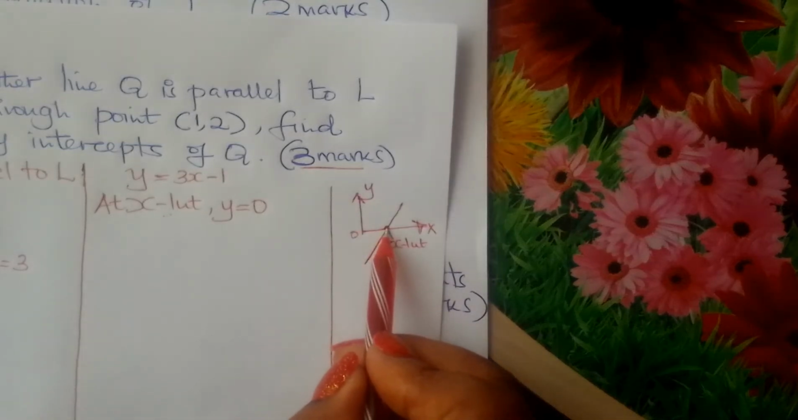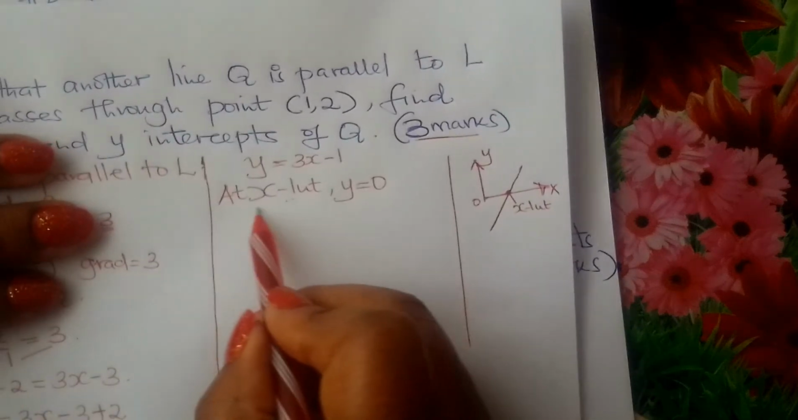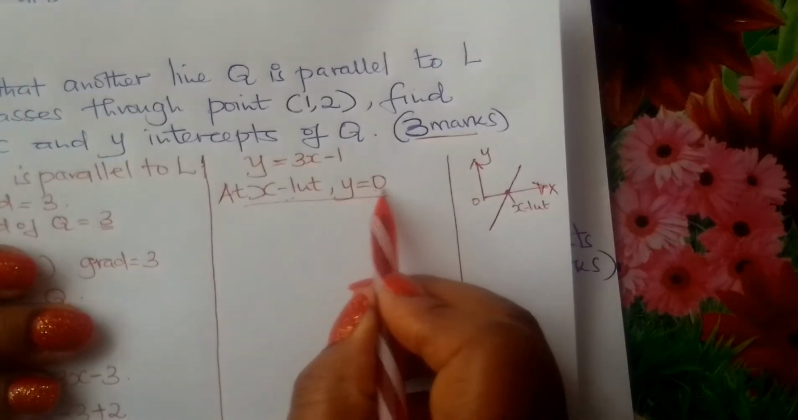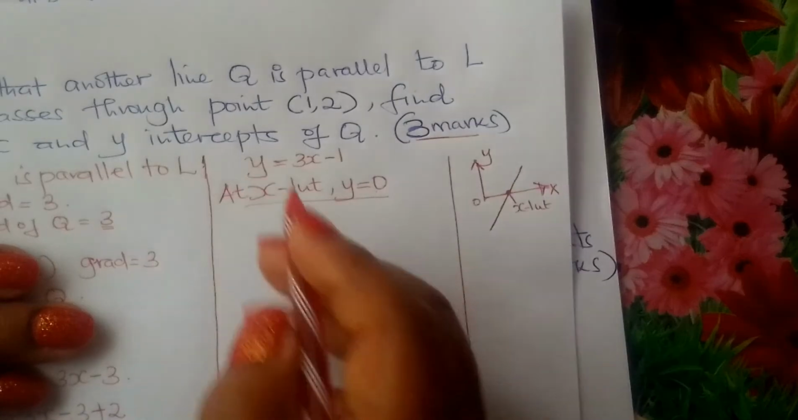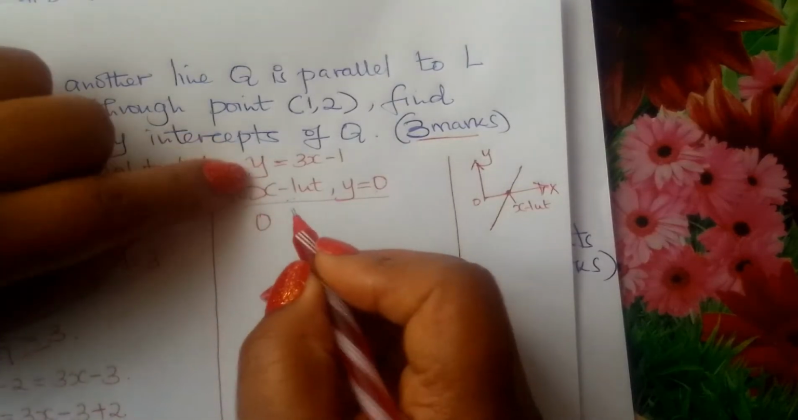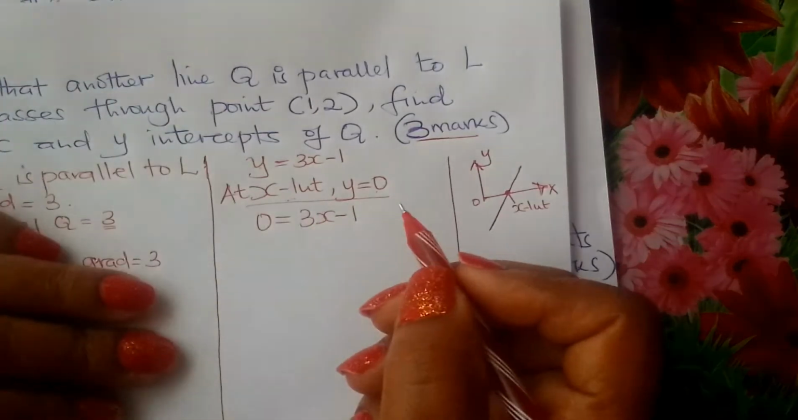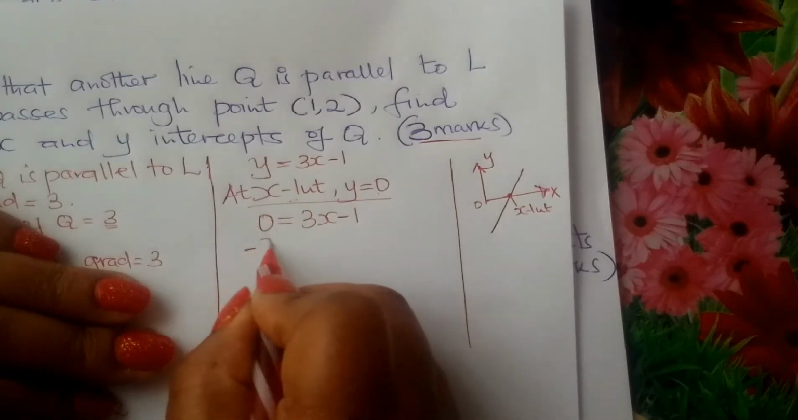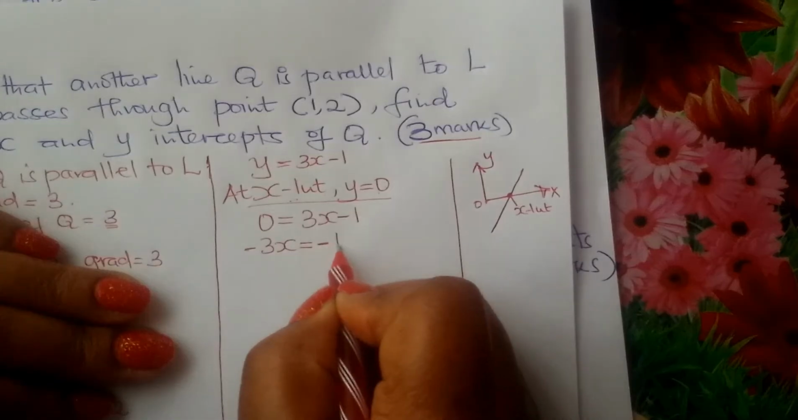At the x-intercept, the value of y, if you go to the y-axis, is 0. That is why I've written it this way. At the x-intercept, y is 0. So you pick your y, which is 0, and substitute it in the equation of P. So you write 0 equals 3x minus 1. Good. So take 3x to this side, it becomes minus 3x equals minus 1.